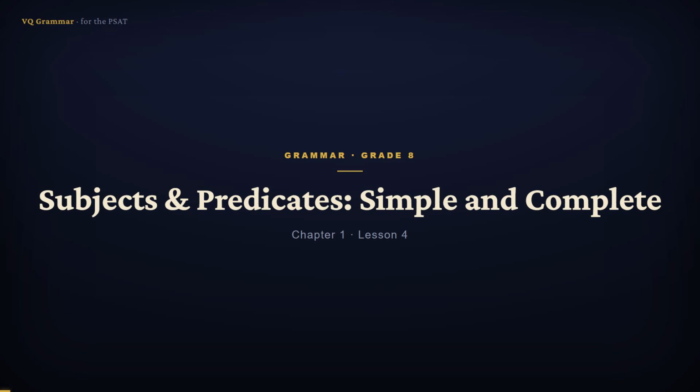This is Chapter 1, Lesson 4. We know a sentence needs a subject and a predicate. Now we'll look closer at each one because each comes in two sizes, the complete part and the simple part. Subjects and predicates, simple and complete.